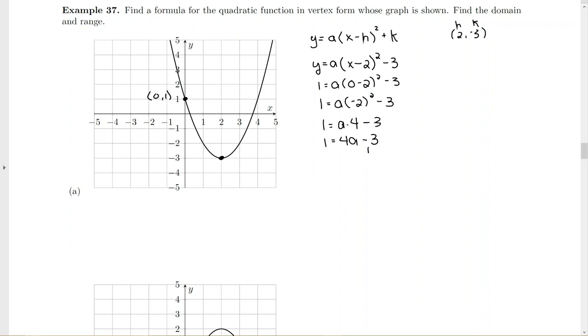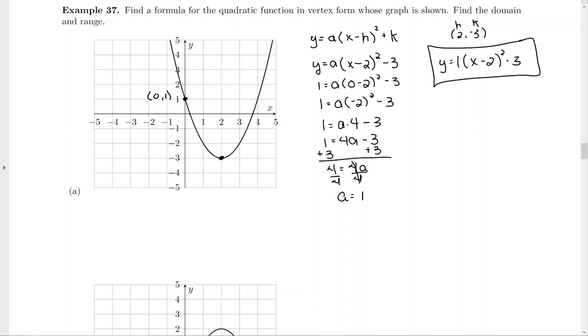Now solve for a. Add 3 to both sides. And then divide by 4. So we're going to get a equals 1. So my equation is y equals a, which is 1, times, and then plug in your h and your k again. And that's your parabola. So again, a good check would be to type this into your graphing calculator and make sure it's looking like what you have here on the paper, right?